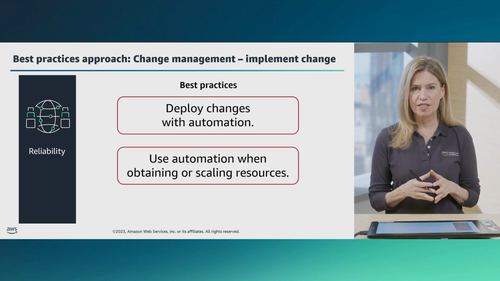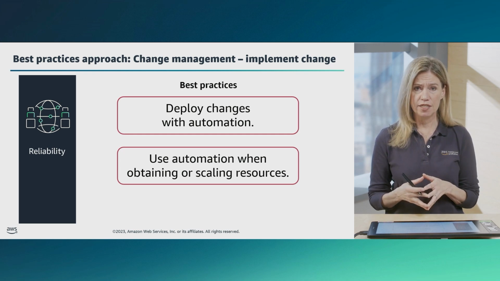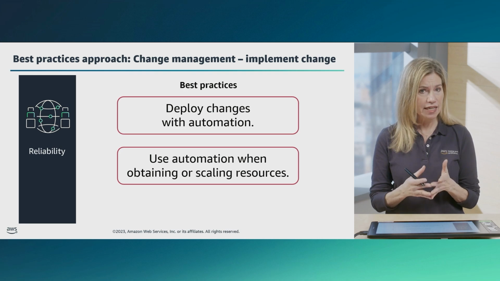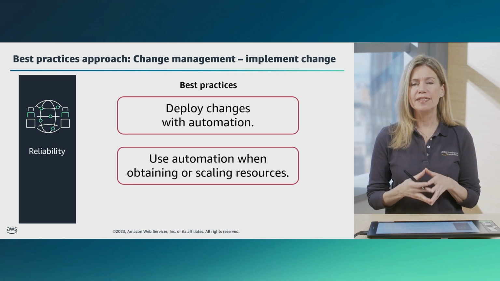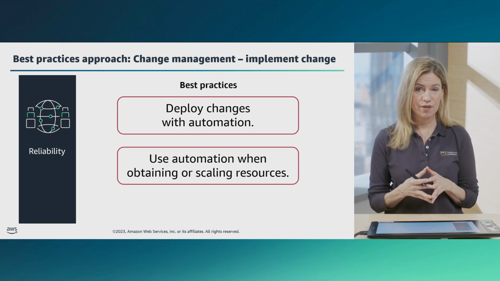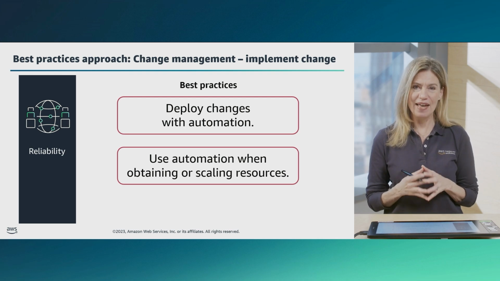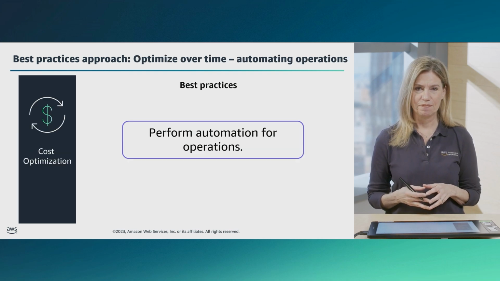It's a best practice to use automation wherever it's practical, such as for testing and deploying changes, adding or removing capacity, and migrating data. When replacing impaired resources or scaling your workload, automate the process by using managed AWS services.